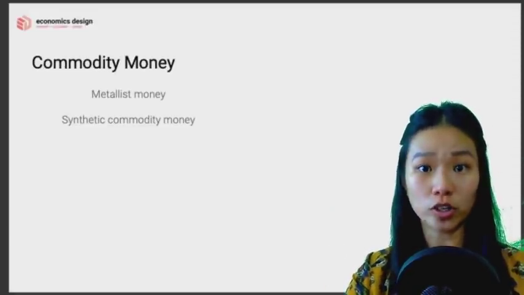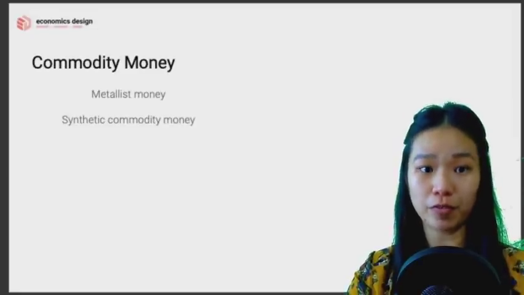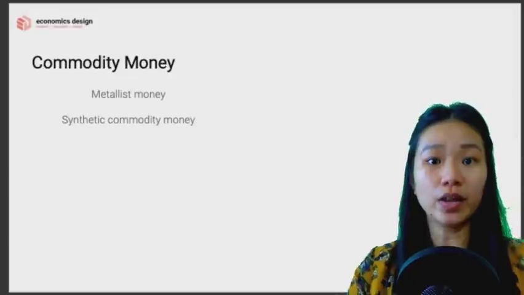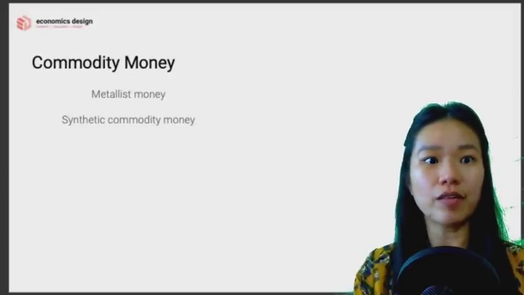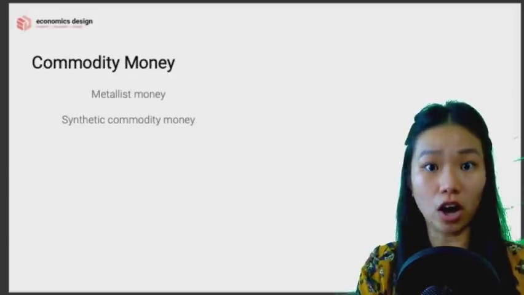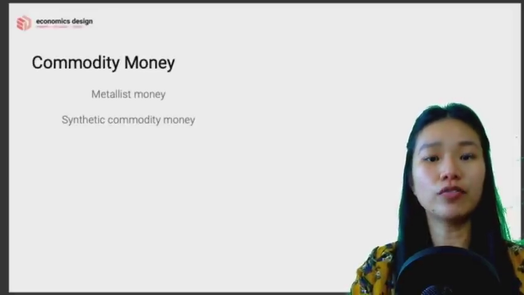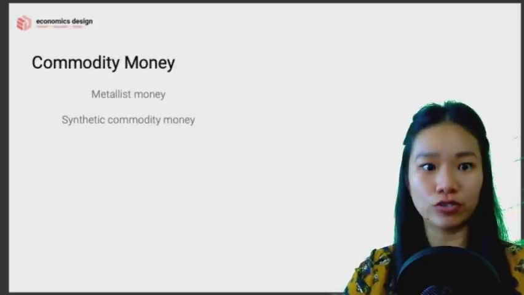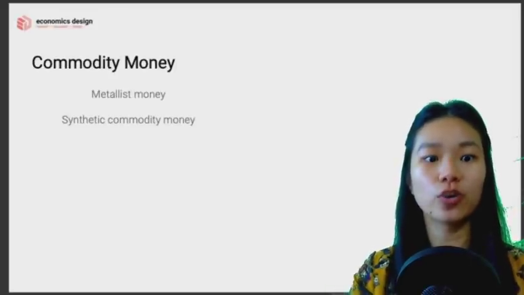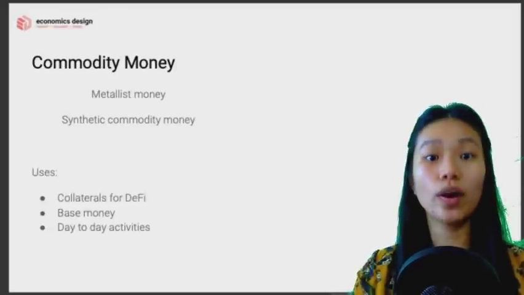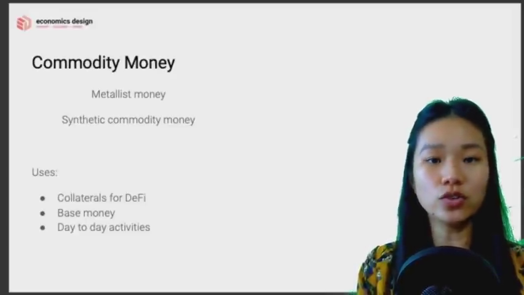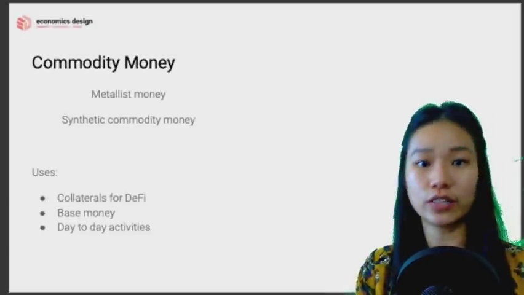It uses commodity money, which is metalist money, for Ampleforth. Specifically, it's talking about synthetic commodity money. You can't use physical commodity money because everything is digital, everything is on-chain, and you can't really trade physical goods on-chain. So we have a synthetic commodity money. Where are its uses? As I mentioned before, its use is in collaterals or day-to-day activities.